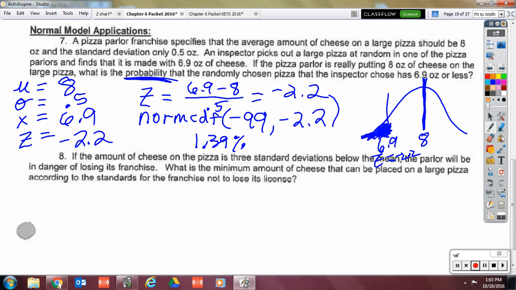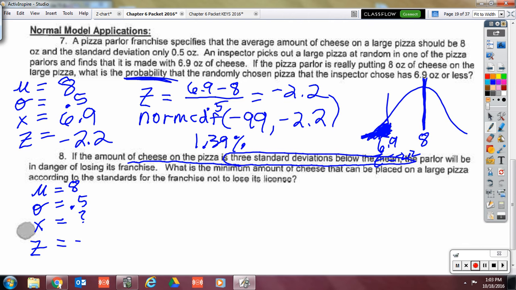If the amount of cheese on the pizza is 3 standard deviations below the mean, what is the minimum amount of cheese they can have in order to not lose their franchise? So we've got the mean and the standard deviation is the same. What are we trying to figure out? Yes, we want to know how much cheese is the least amount of cheese they can have and still be safe and keep their franchise. What is the z-score? Yes, 3 standard deviations below the mean is the limit that they will allow you.